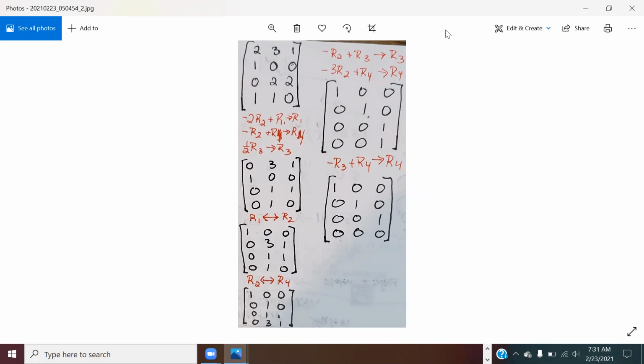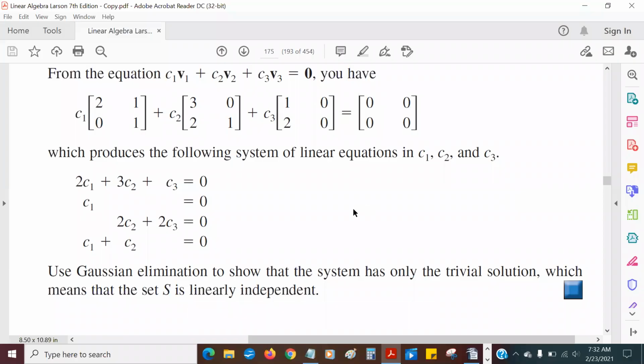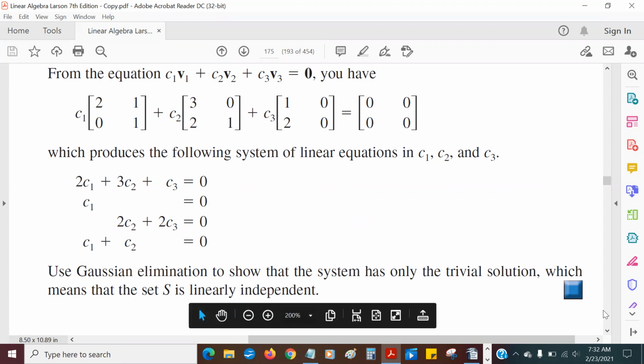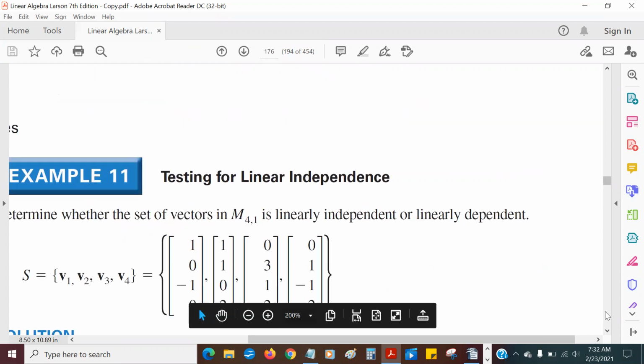Okay, let's go back to the page. So there you go. We see here that this only has a trivial solution. So these 3 vectors are linearly independent. And there you go. Next.